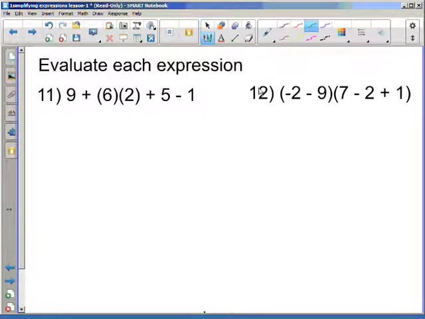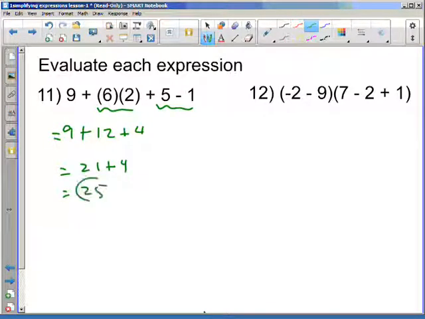Okay, for the first one here we'll do the math. 6 times 2 is 12, and then 5 minus 1 is 4, so we get 21 plus 4 equals 25. And then for number 12, we have to remember the parentheses.